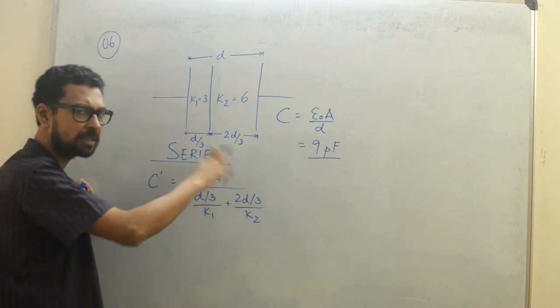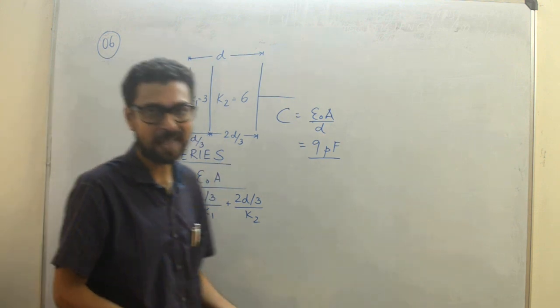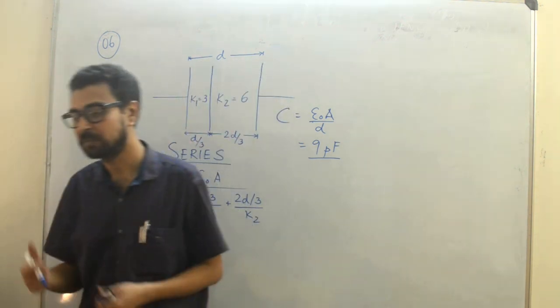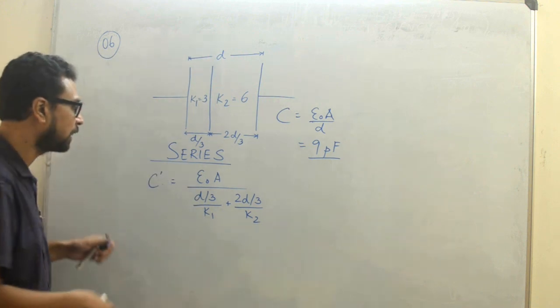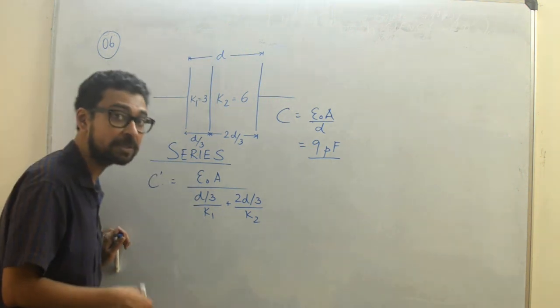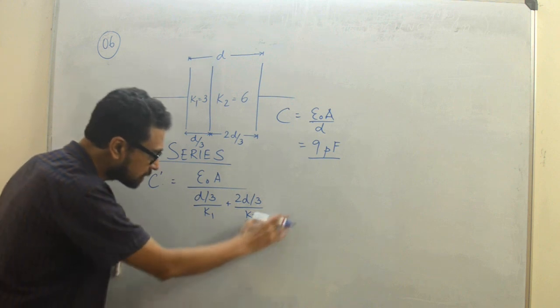For the series combination, parallel is much easier, we have to just add, it is not a big deal. But for series combination, we have to manipulate so that in the entrance exam we can do the calculation faster. Okay, so this is the expression.